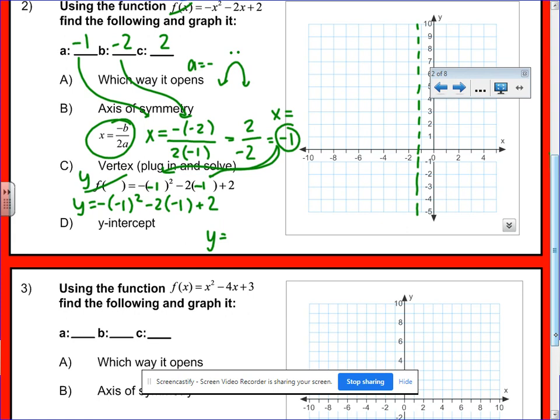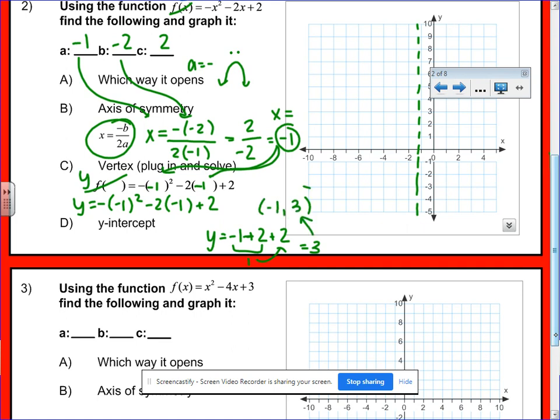is positive 1 times negative 1, or times the negative is negative 1. And then this minus 2 times minus 1, that'll give you plus 2. And then plus 2. And now I'm seriously questioning all of my math skills right now. All right, so negative 1 squared is 1 times negative 1 is negative 1. Minus and minus will give you a plus 2 plus 2. So negative 1 plus 2 is 1 plus 2 is 3. So I have negative 1, 3.